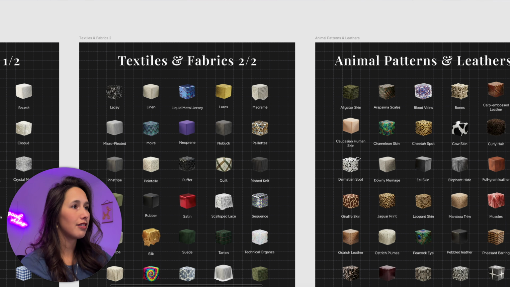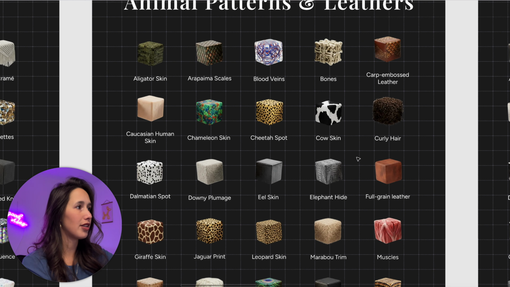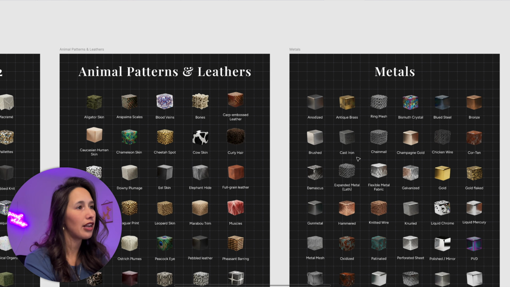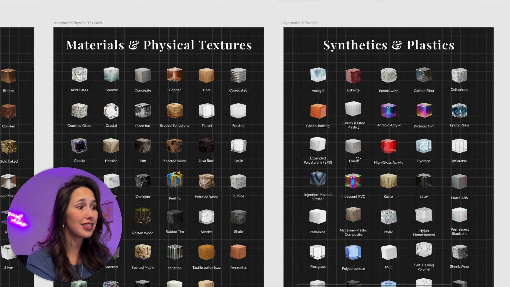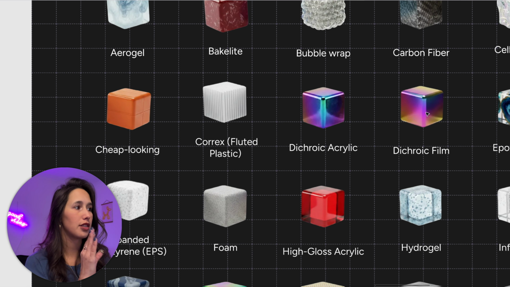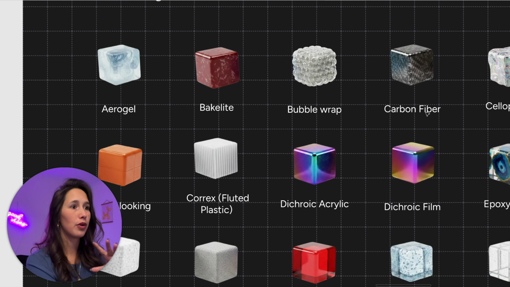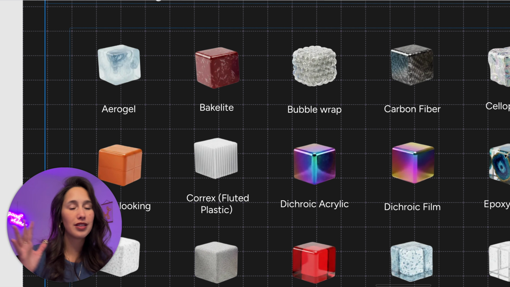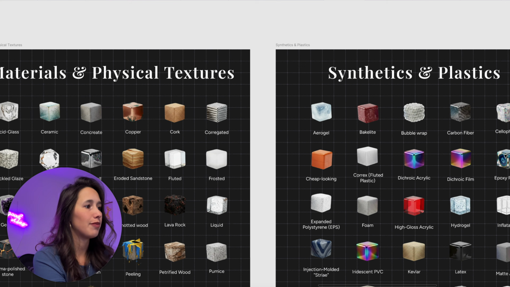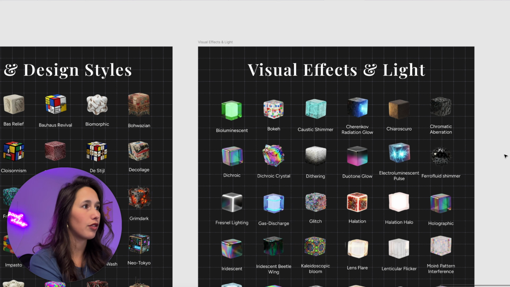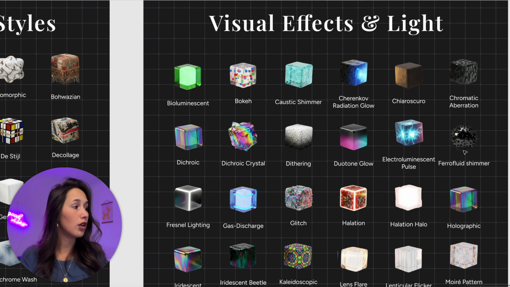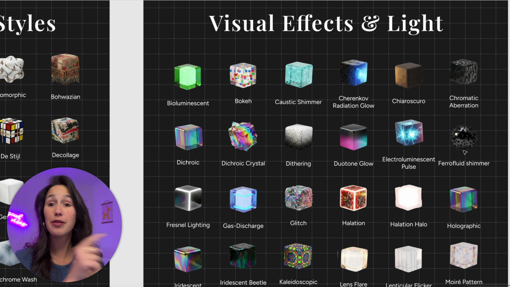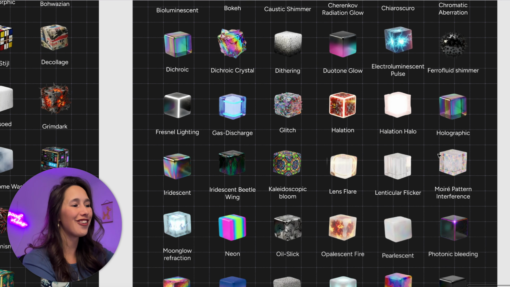So I've got textiles, then I've got animal patterns and all kinds of leathers and things that are more natural. Then I've got metals, material and physical textures, synthetic plastics. So all kinds of different types of plastic, like bubble wrap, cellophane, epoxy resin. Yeah, all of these things that I would never think of. I would just say plastic. Same with all the iridescent materials that I've got here in visual effects. Don't just say iridescent, say holographic or auric. No, I don't know how to say that, but AI will understand what that means. So you've got all of these different things.